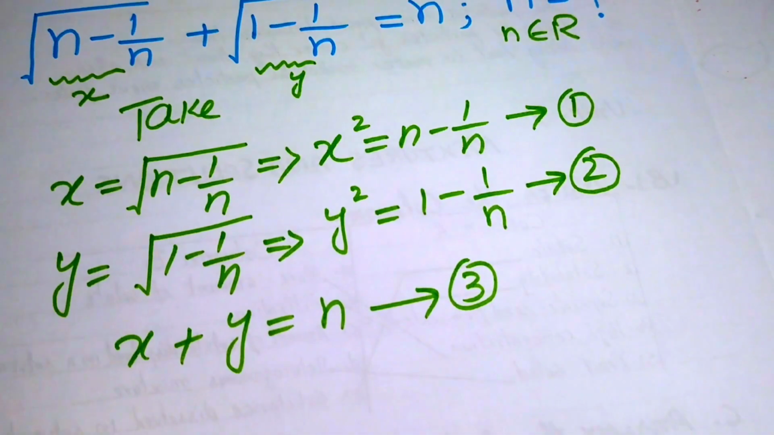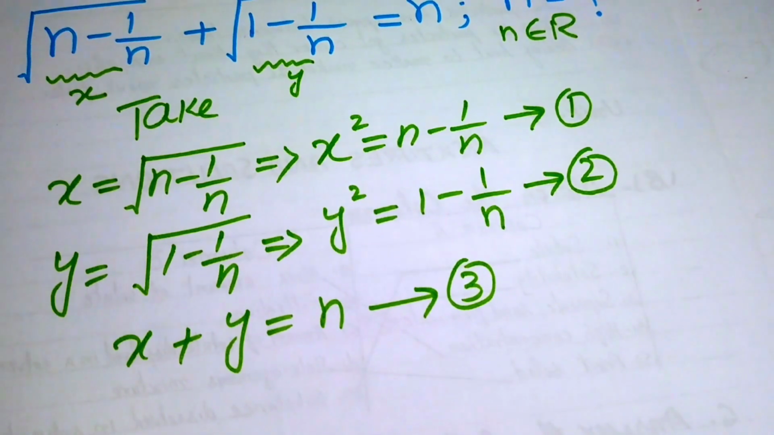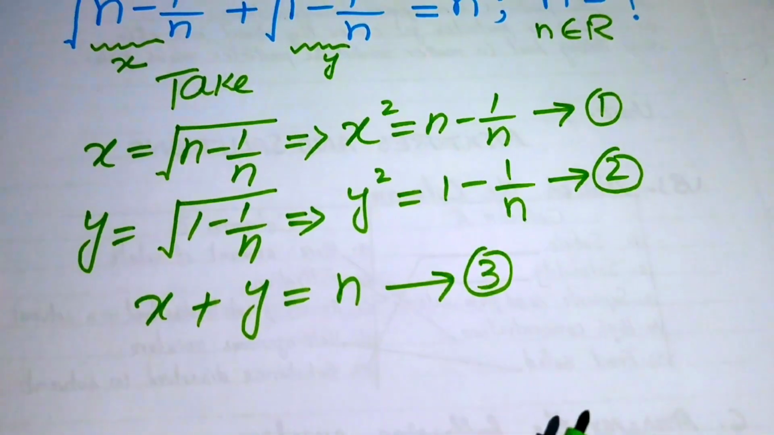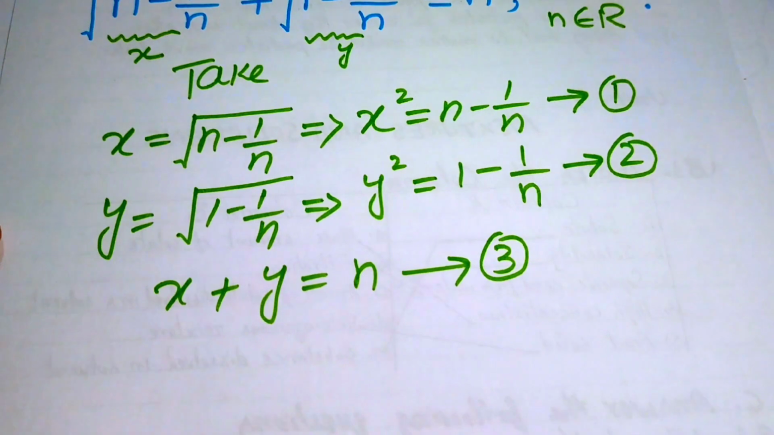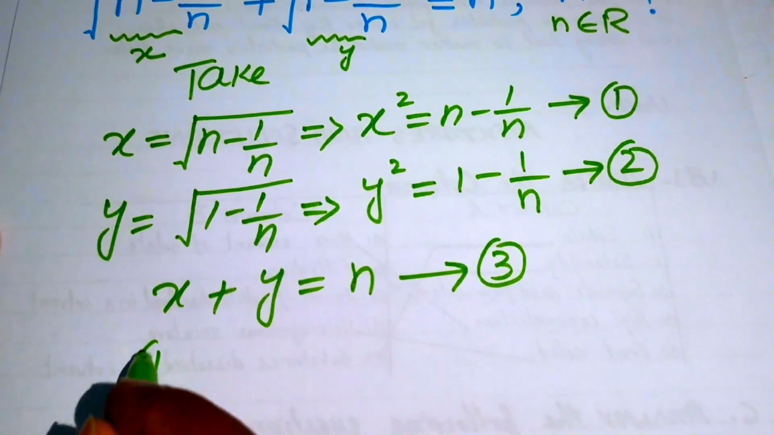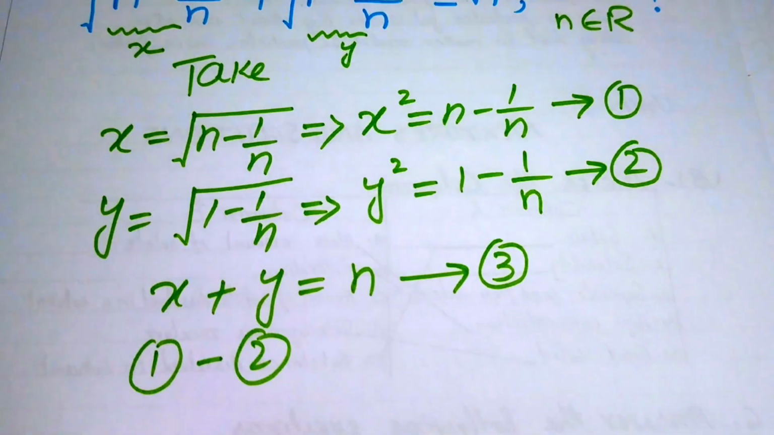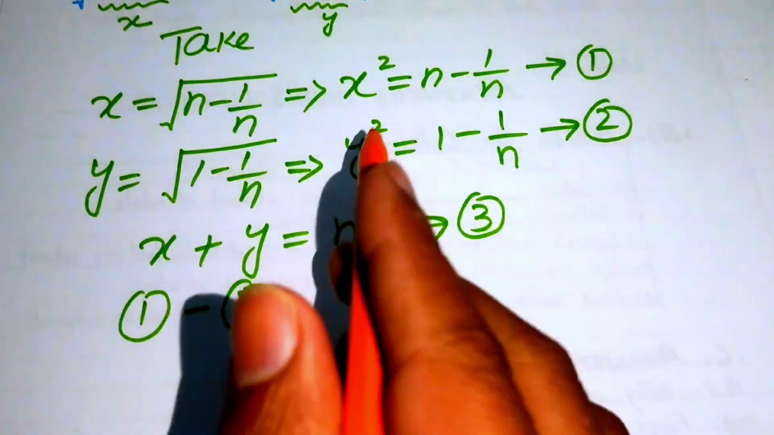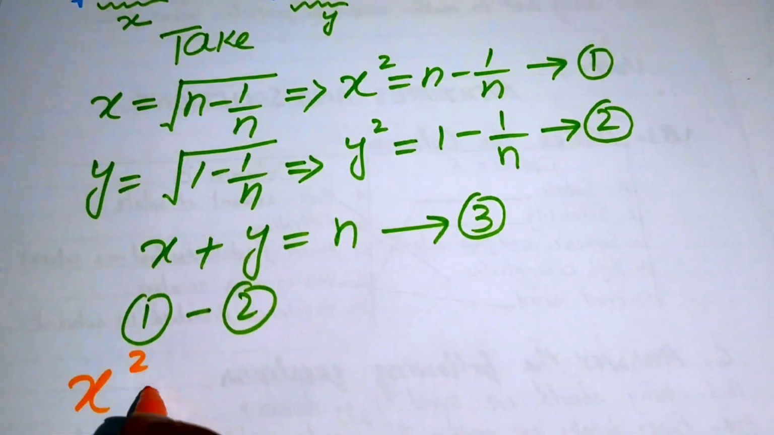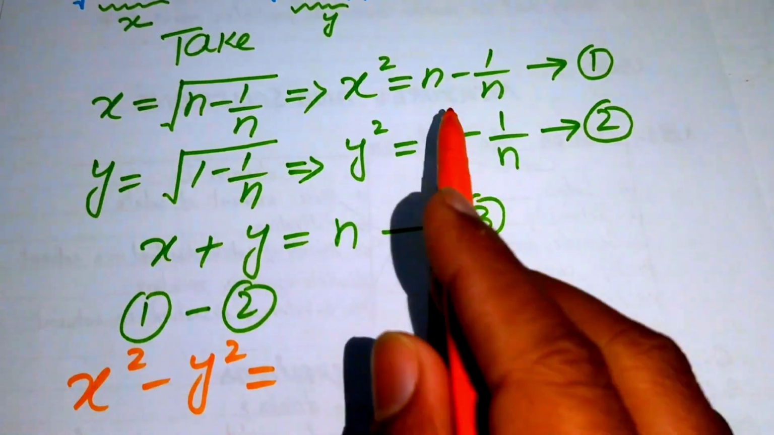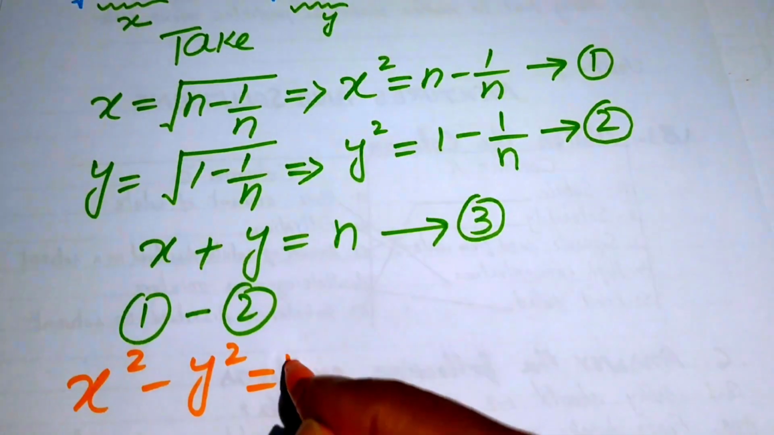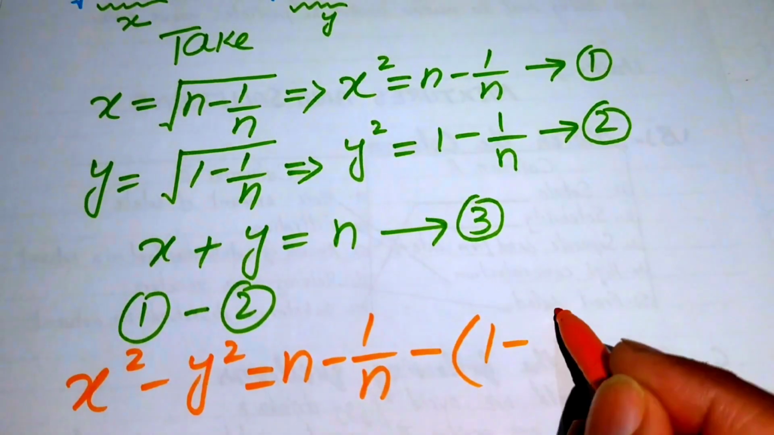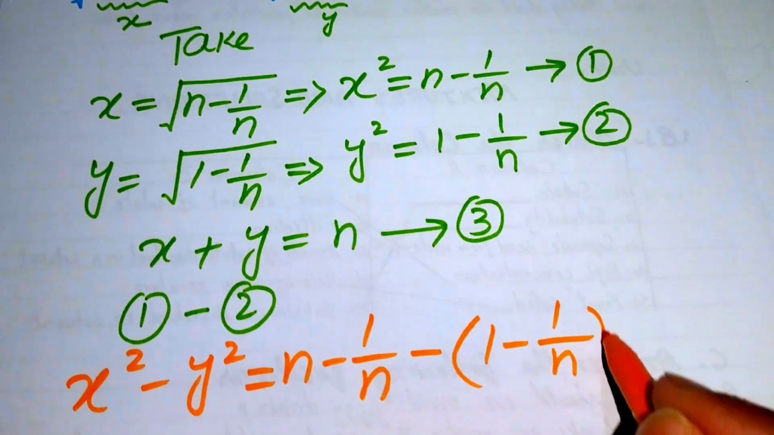So you see that from equation number 1 and 2, when we subtract equation number 2 from equation number 1, we will get its output in this form. First we write equation number 1: x square minus y square equals the value of x square, which is n minus 1 over n, minus the value of y square, which is 1 minus 1 over n.